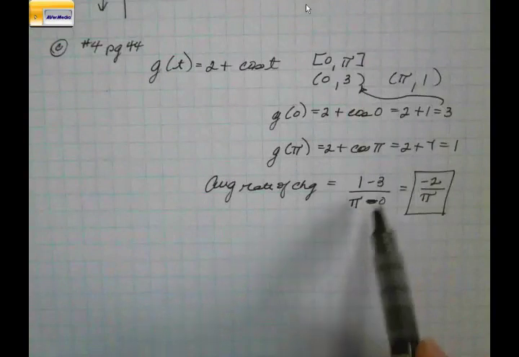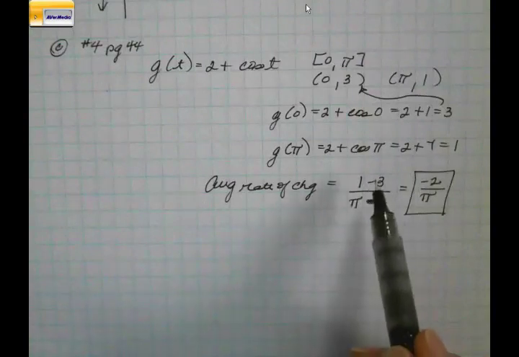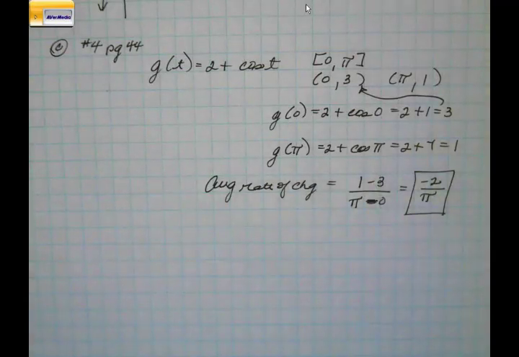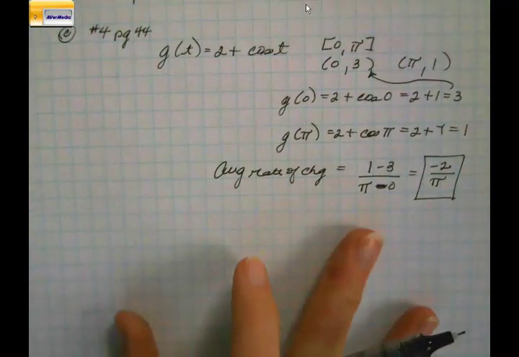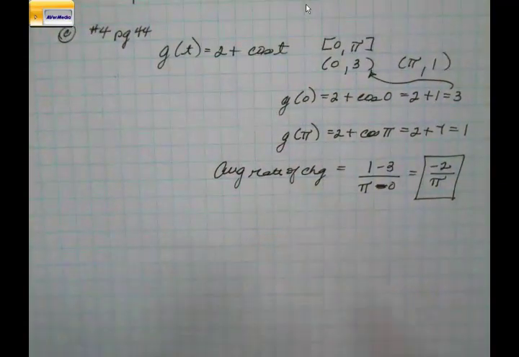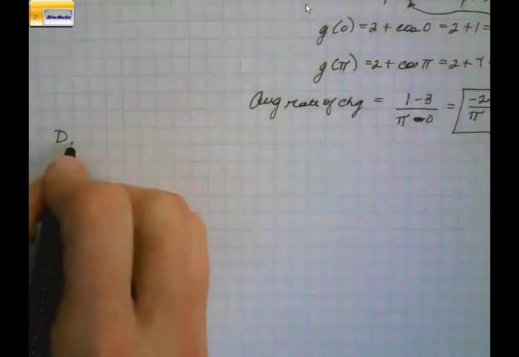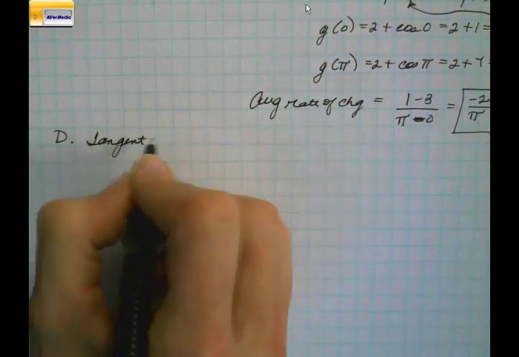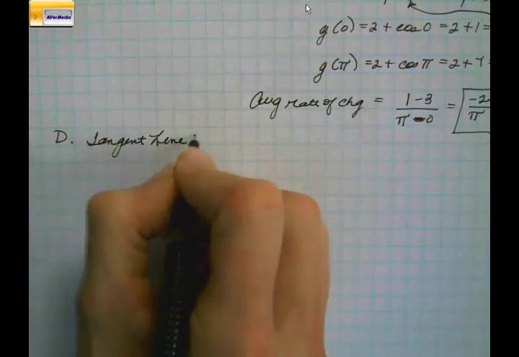So the average rate of change, again, is the same thing as slope between these 2 points, is the y2 minus the y1 over the x2 minus the x1, which is going to be a negative 2 over pi, or a negative 2 over 3.14, about a negative 2/3 slope of that secant line of that trig function going through those 2 points.